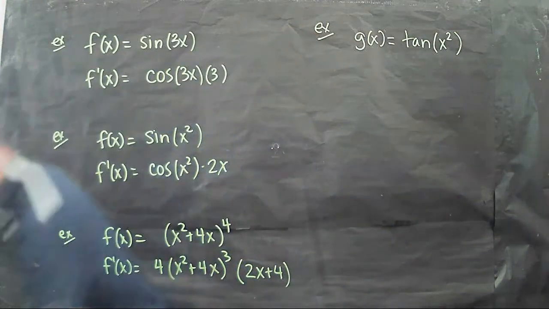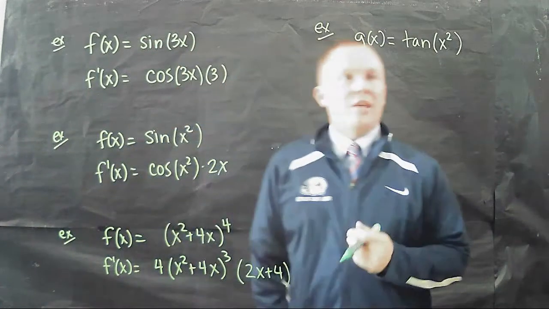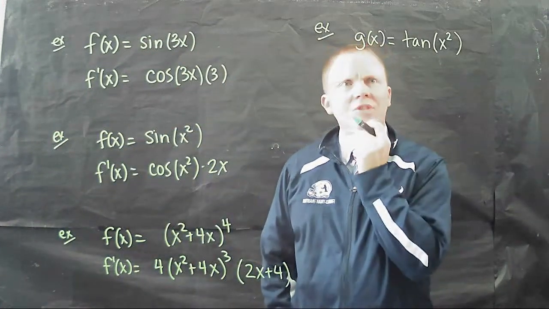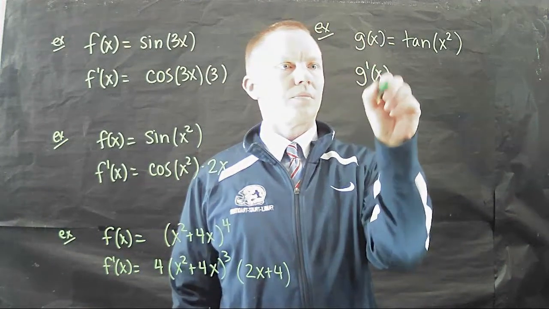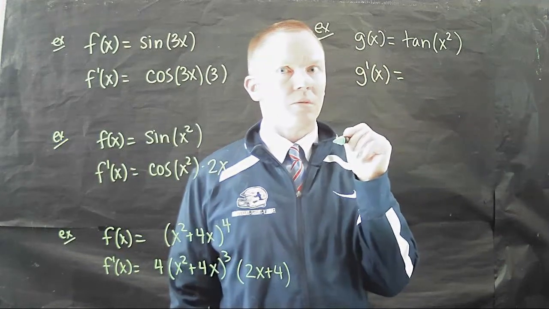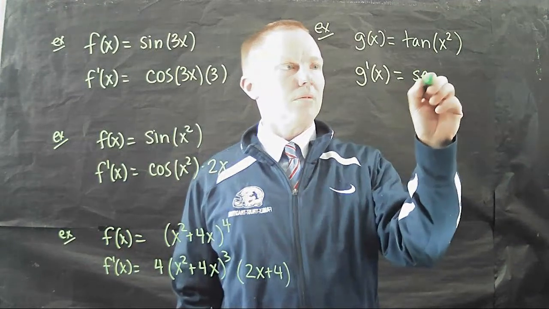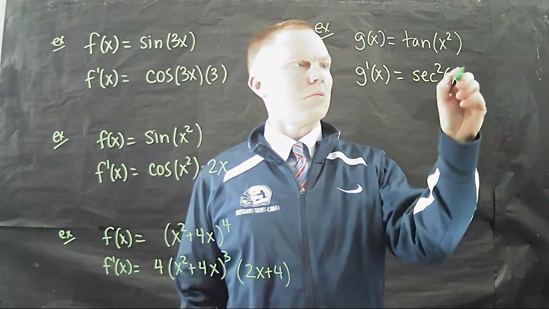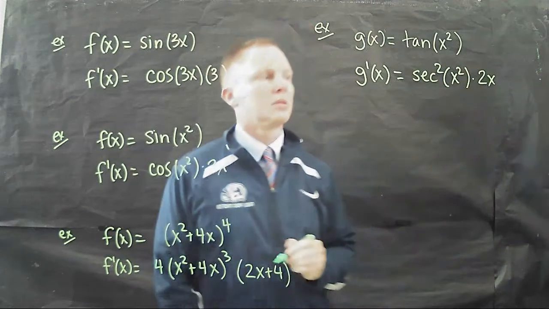Tangent of x squared. Let me get some ink. g of x is tangent of x squared. What's the derivative of tangent of x squared? You ready? Anybody have an idea what it is? Maybe make a note before I tell you and see if you're right. Secant squared of x squared times 2x.